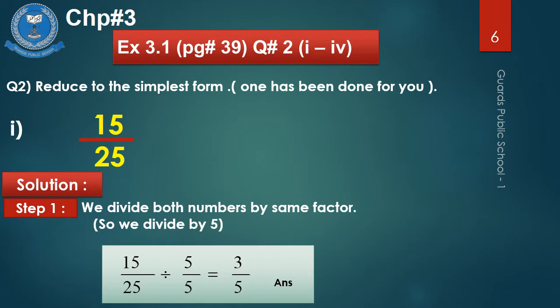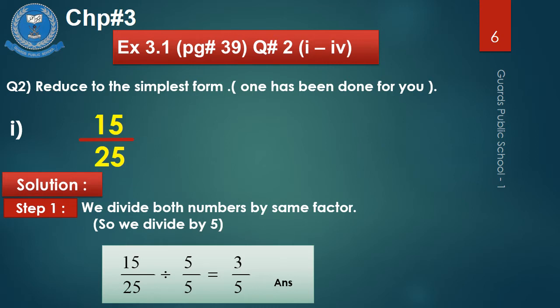15 is also divided by 5 and 25 is also divided by 5. So you can see that when we divide 15 by 5, your answer is 3. And when we divide 25 by 5, your answer is 5. So you can see 3 upon 5. So 3 upon 5 is the simplest form of 15 upon 25.